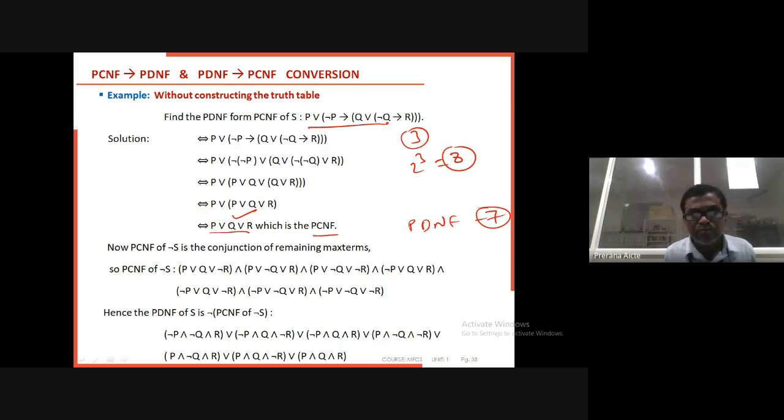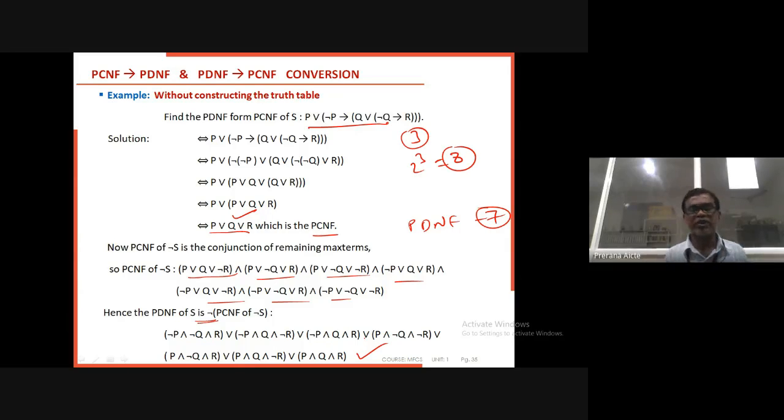Now, what are the missing terms that we have to write here? This is the term in the PCNF, so the missing terms will be these 7 terms. Once you have written the missing terms, we apply the negation of these missing terms. Negation means De Morgan's law, which we can easily apply. Whatever result we get at the end becomes your required PDNF.